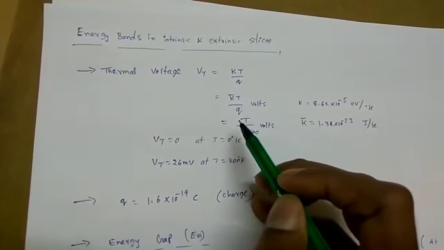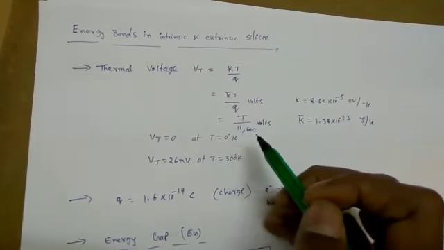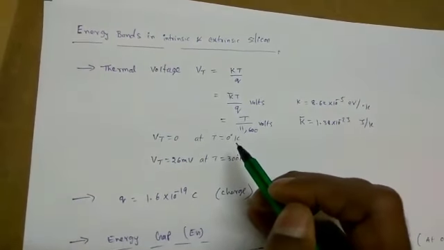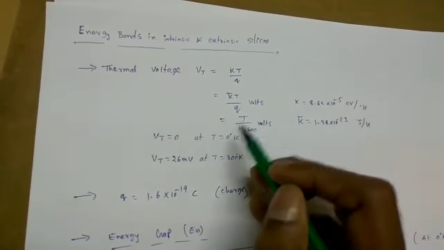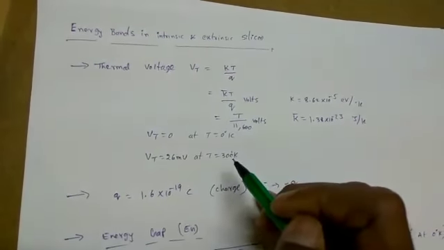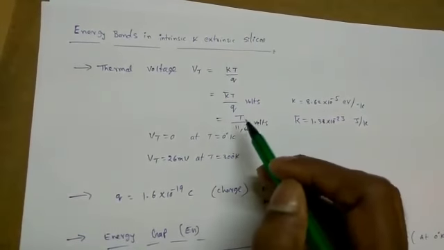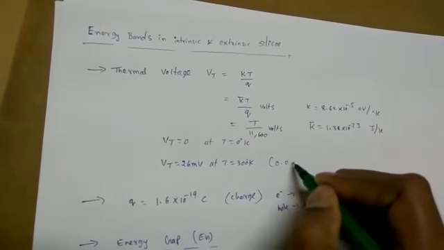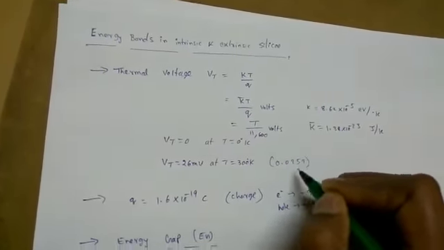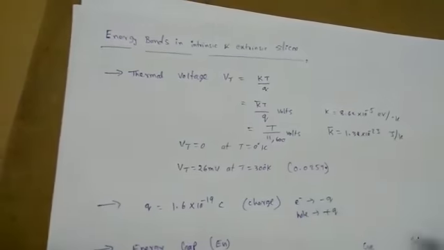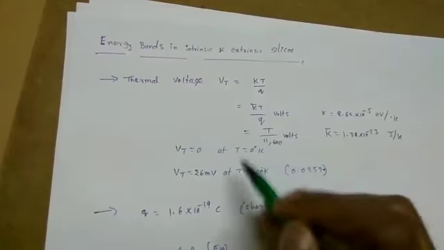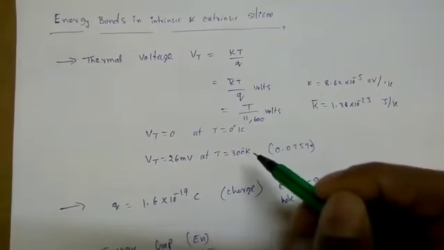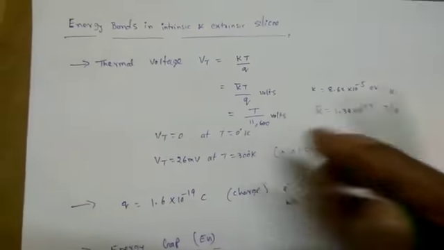If I substitute this K bar and Q, this is T by 11,600 volts. If we want to find it at T equal to 0 degree Kelvin, substitute T equal to 0, so we will get 0. At 300 degree Kelvin, we will get 26 millivolts approximately, or we can say 0.0259 volts. So this is the thermal voltage required. In the exam, they may ask what is the thermal voltage at 200 degree Kelvin. So substitute here, then we can find.